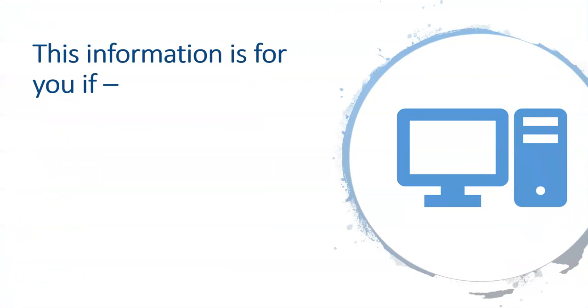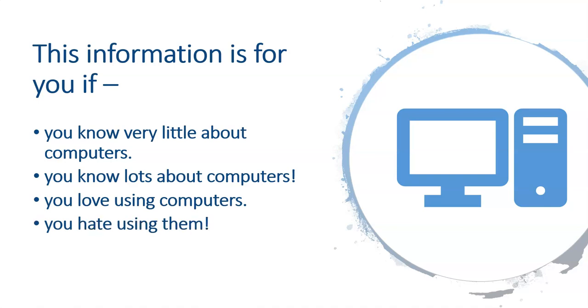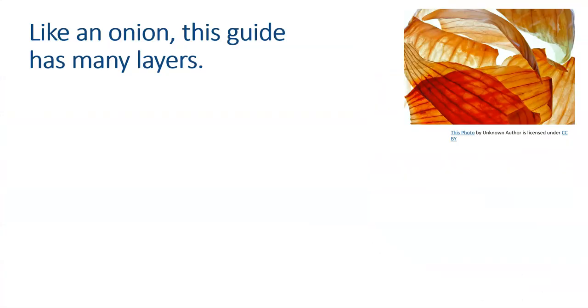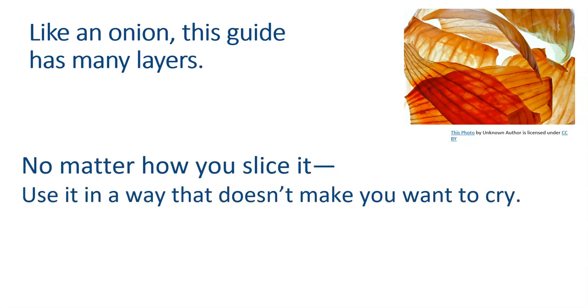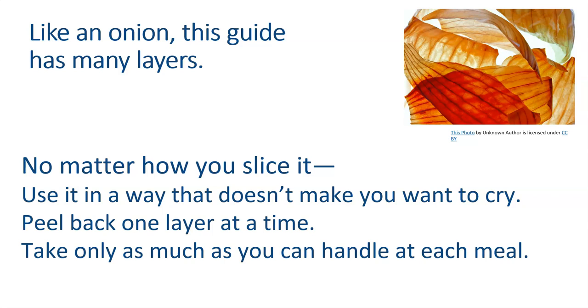This information is for you if you know very little about computers, or if you know lots about computers, if you love using computers, or if you hate using them. That's because this guide is like an onion. Like an onion, this guide has many layers. No matter how you slice it, use it in a way that doesn't make you want to cry. Peel back one layer at a time, and take only as much as you can handle at each meal.